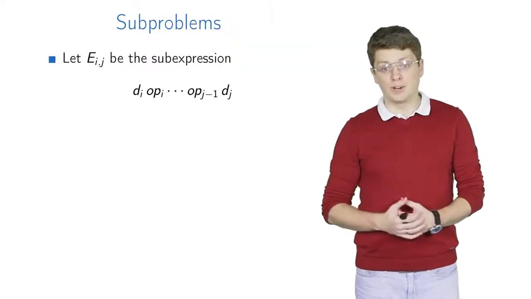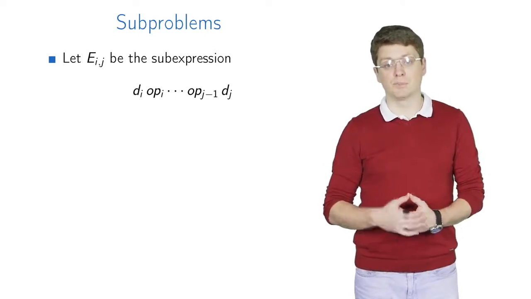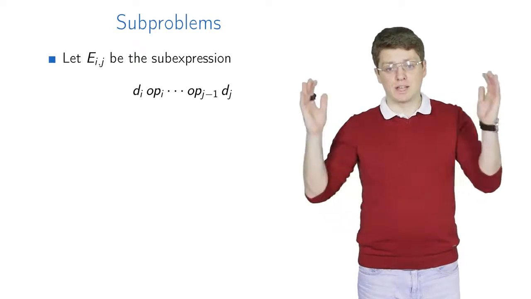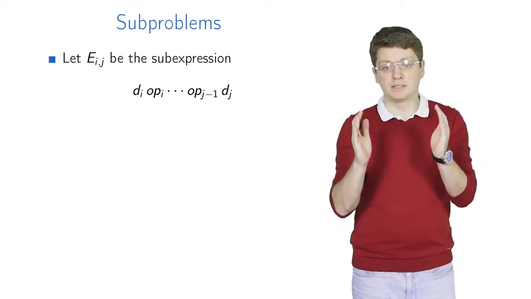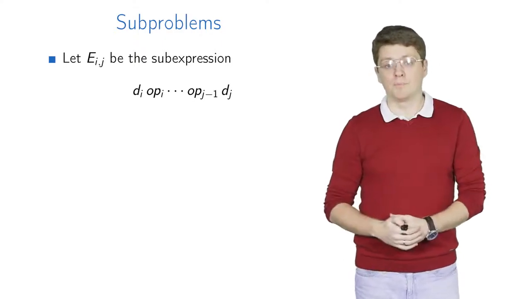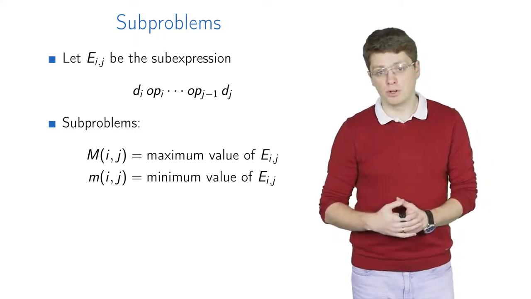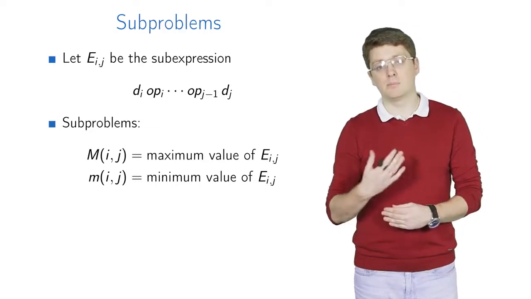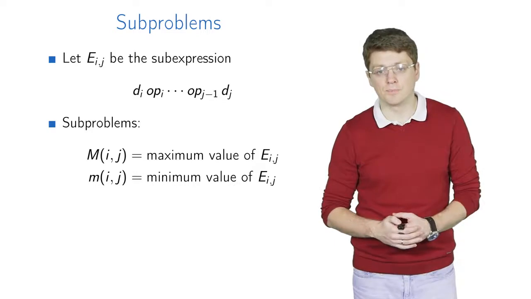Okay, we are now ready to write down the recurrence relation for our subproblems. Before this, let's formally define E of i j to be the sub-expression of our initial expression, resulting from taking digits from i to j and all operations between them. Then our goal is to compute the maximum value of this sub-expression, which we denote by capital M of i j, and the minimum value of this sub-expression, denoted by small m of i j.